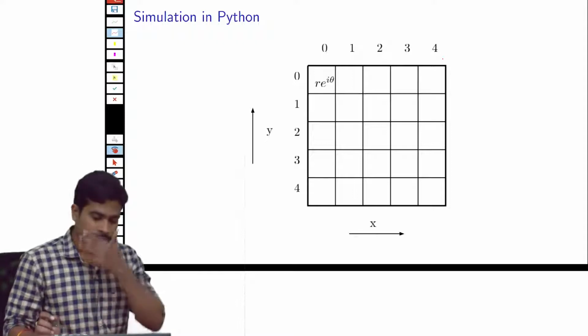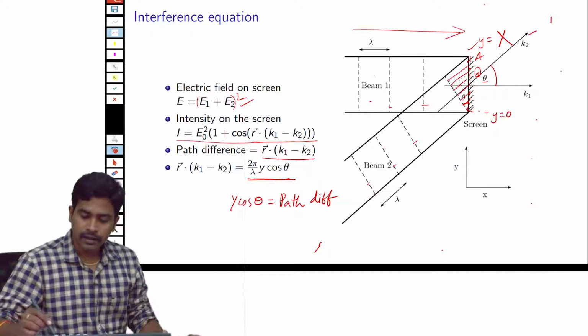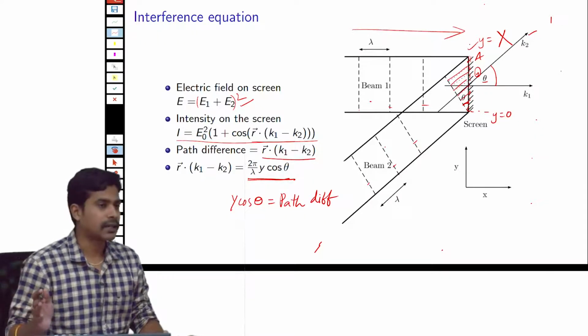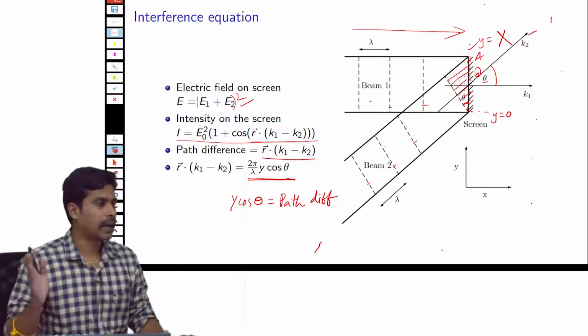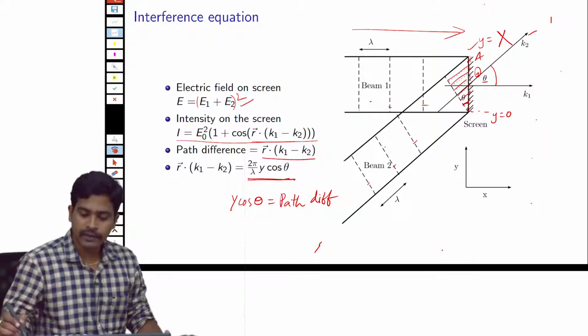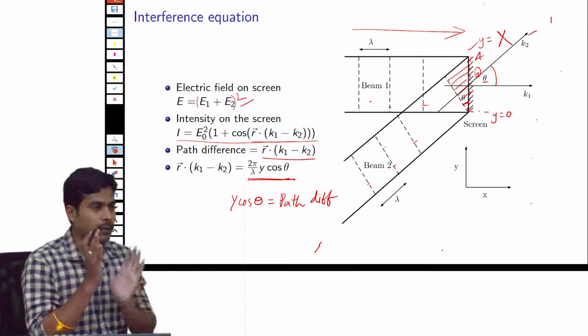If you look at this picture, for the first plane wave, the phase along this screen is constant, because it is going parallel to the screen. So, there is no phase variation for plane wave 1 on the screen. There is phase variation only for the second plane wave, if you look at the projection on the screen.